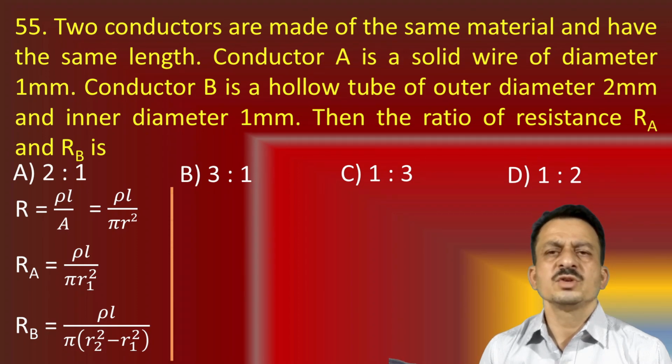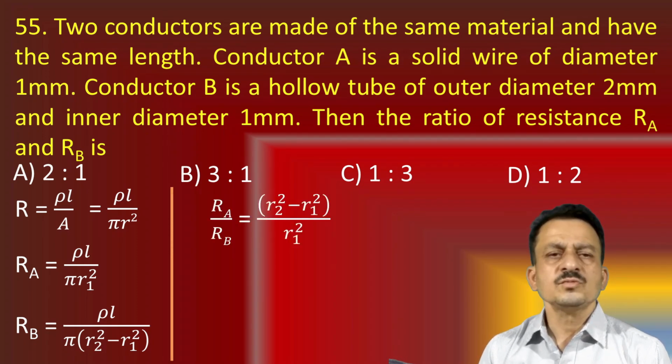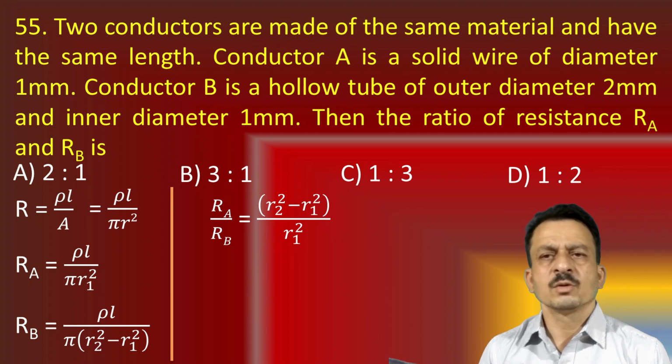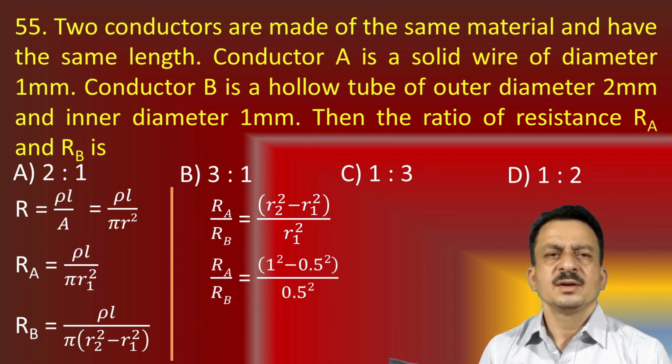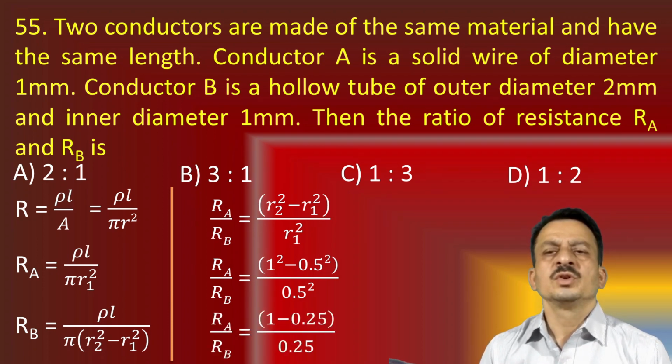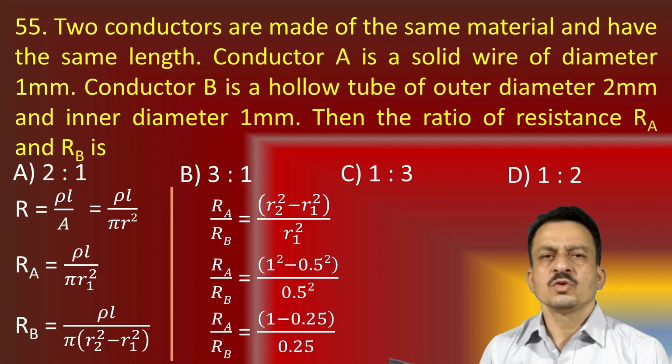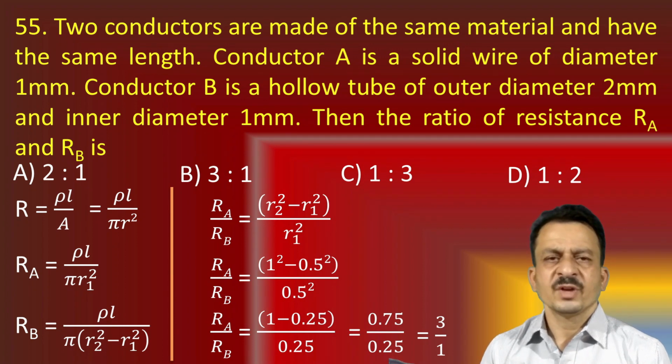Therefore, RA is to RB is equal to, from this simple formula, r2 square minus r1 square divided by r1 square. Now r2, its diameter is given as 2 mm. Therefore, the radius is 1 millimeter. And r1, its diameter is 1 mm, its radius is 0.5. Therefore, 1 square minus 0.5 square divided by 0.5 square. So 0.5 square is 0.25. In the denominator also 0.25. 1 minus 0.25 is 0.75. Therefore, 0.75 divided by 0.25 is 3:1. Obviously, B is the right answer here.